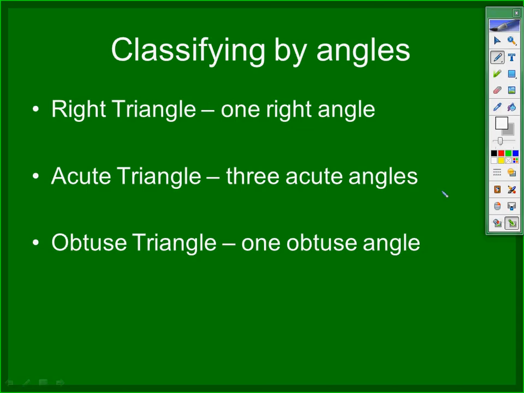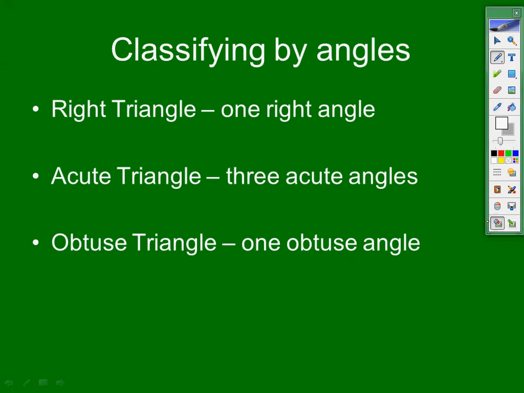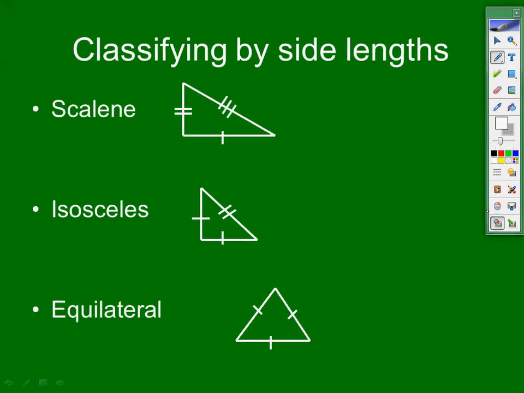By definition, a right triangle has one right angle or one 90-degree angle. An acute triangle has all three angles acute, and an obtuse triangle has one obtuse angle and then two acute angles. And again, we're putting all of these names together.